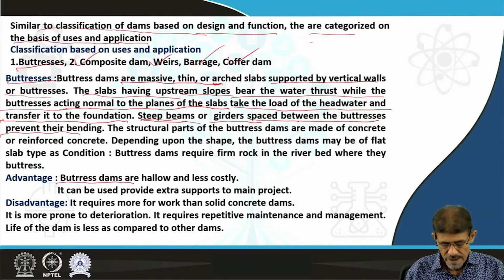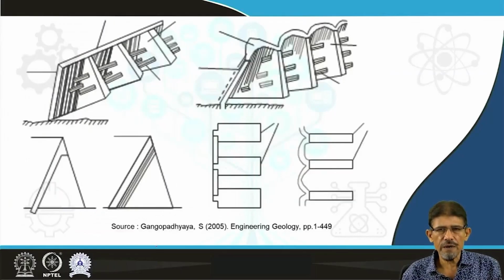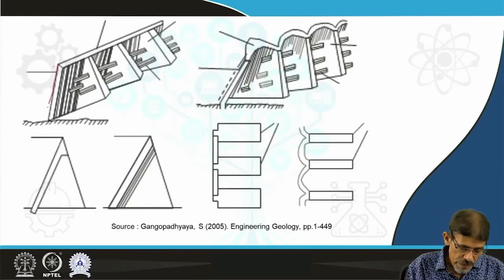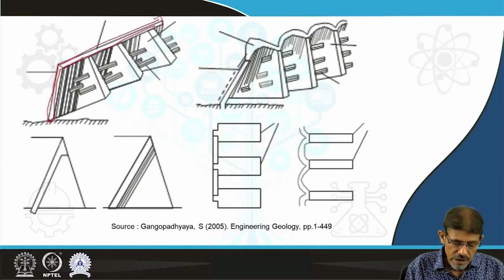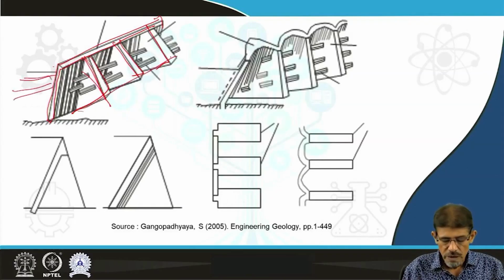Advantage: buttress dams are hollow and less costly, and can be used to provide extra support to the main project. Here you can see the wall in the case of a buttress dam having the support of the buttress. This support transfers the thrust coming from the water to the ground. The wall may be plain, or it may be curved also, with the same function.